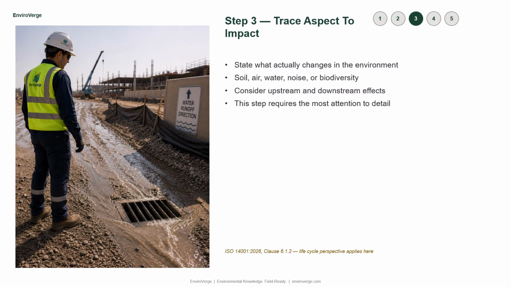Step 3. State what actually changes in the environment as a result of the aspect. Soil, air, water, noise, or biodiversity. Consider upstream and downstream effects, not only what happens directly on site. This step requires the most attention to detail in the entire process.